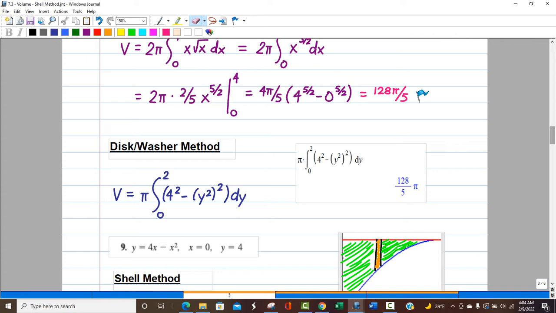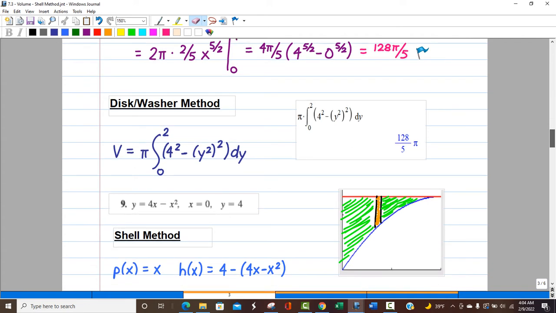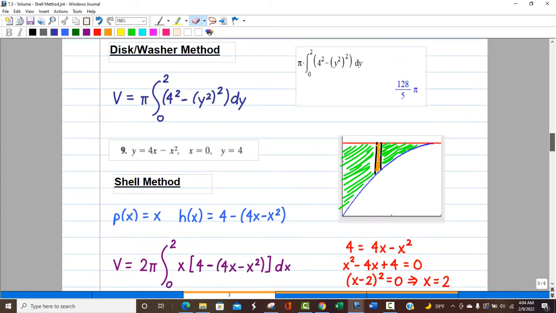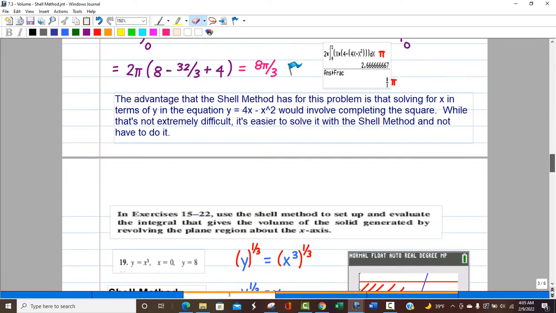Now this one's number 9 in the same set of problems here. So we're also going around the y-axis. Don't worry, I promise you we're going to do the x-axis. It should be probably the next one after this one.